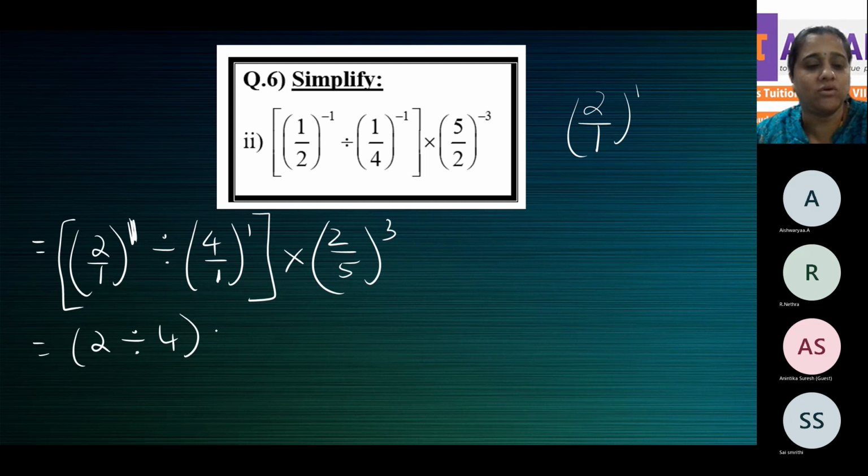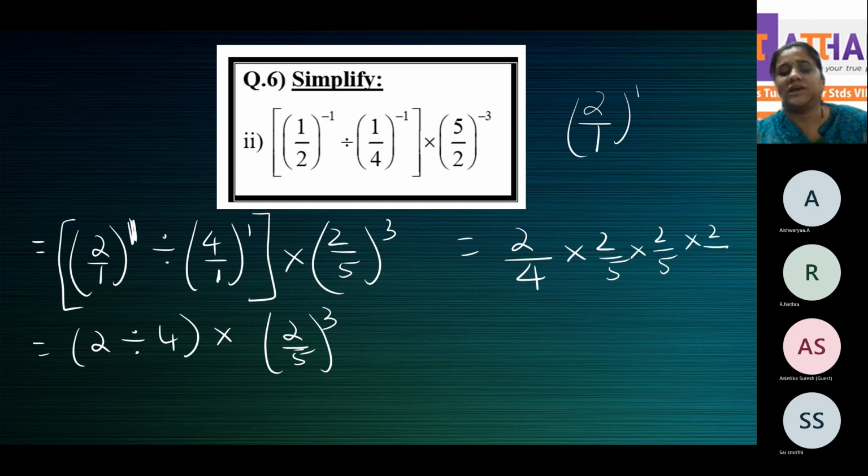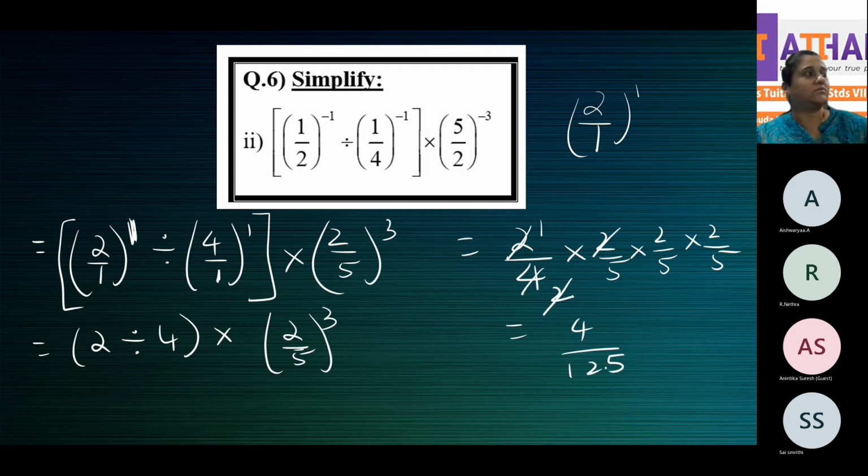Divided by 4 into, if you want, you can find this value. You can write it as 8 by 125, or you can write it as it is. It's your choice. Next step, 2 divided by 4 means 2 by 4, into 2 by 5 into 2 by 5 into 2 by 5, 3 times. Now the 2 and 2 will get cancelled. So 4 by 125. Same thing what we got earlier.